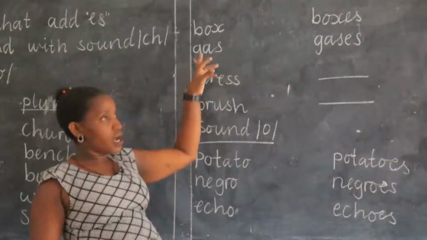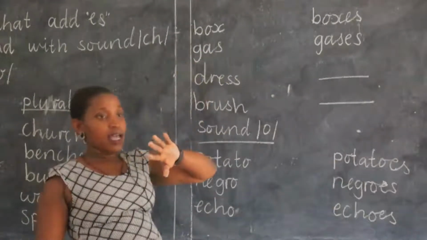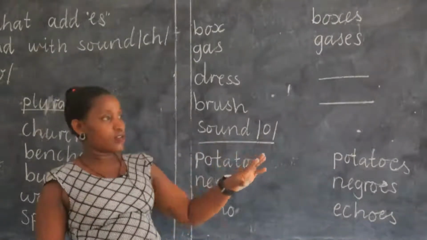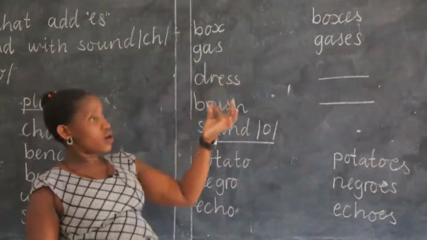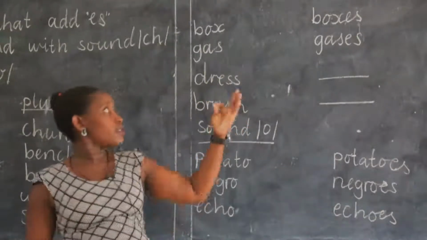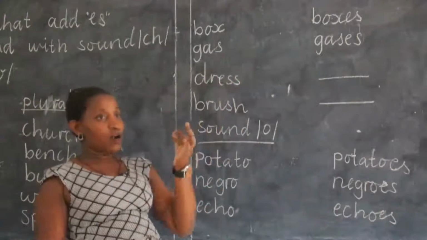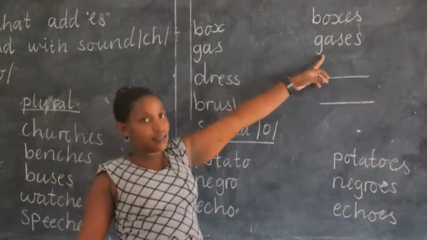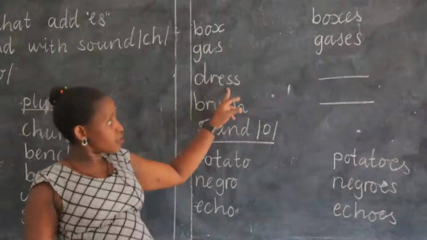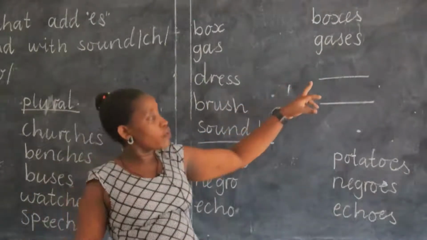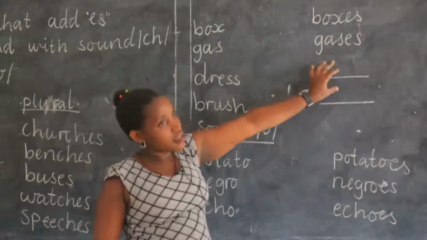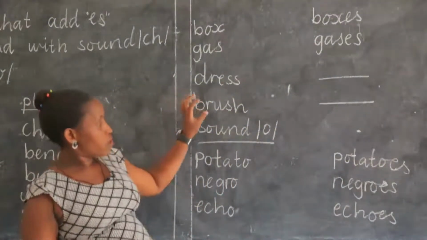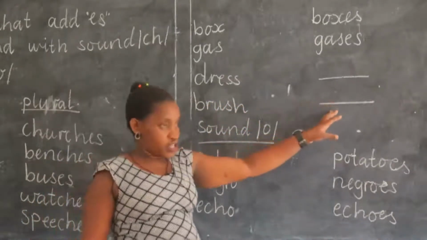Gas, someone will say, how do we count gas? In science, you learn about types of gases, and when you say oxygen is one, so it is a gas. Then when you add oxygen and nitrogen, then those will become gases. Then we have dress. I expect someone to complete and say dresses. Then brush. Then it will go for brushes.